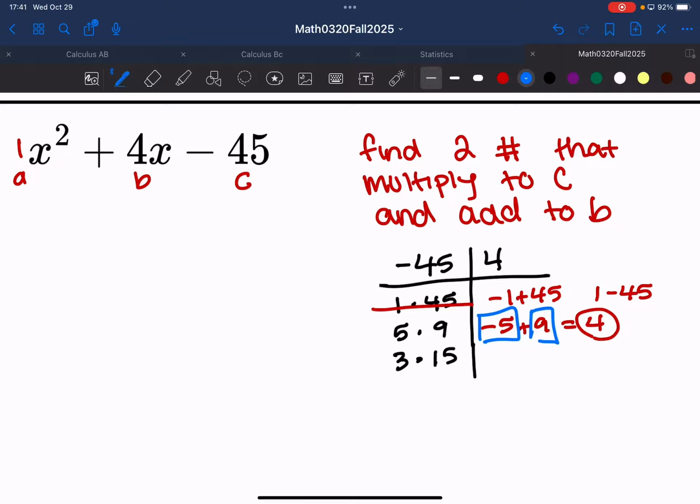So then we're going to take those factors and we're going to do our 2 parentheses. Okay. In each parenthesis, we're going to put an x. Okay. And then in the space next to each of the x's are going to be the numbers or the values that we found that work. So -5 and a +9. And that would be my answer. So x minus 5 times x plus 9. Okay.